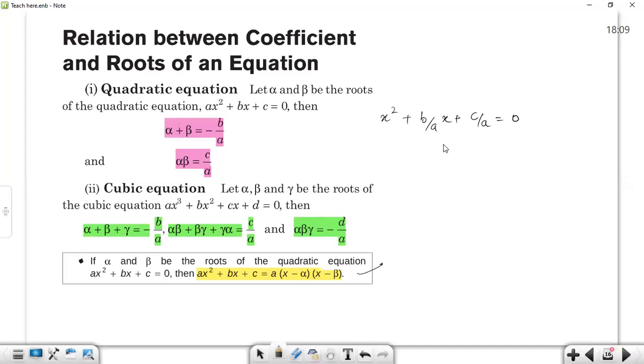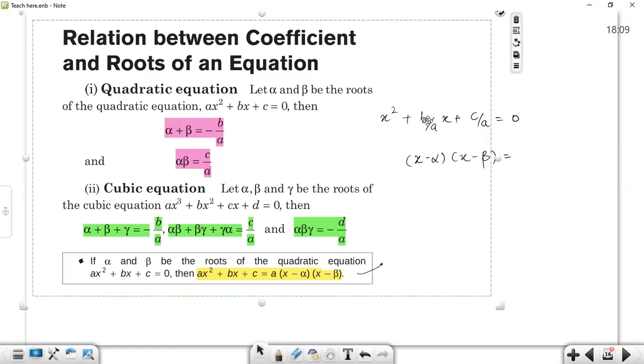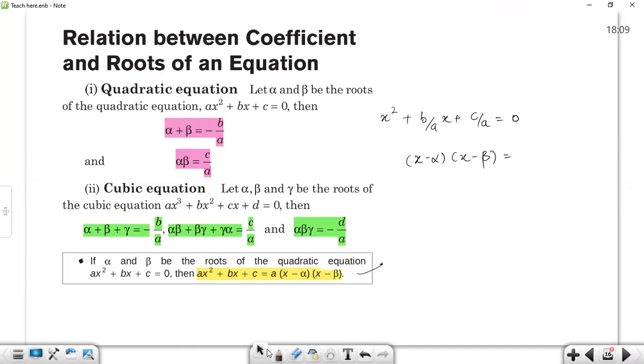And now, as we also know that alpha and beta are the solutions of this equation, we can similarly write it in this format: x minus alpha into x minus beta, and this is equal to the same quadratic equation. This is equal to 0, and which is also equal to this. So we will multiply a on both sides, so we'll get this equation. Clear?